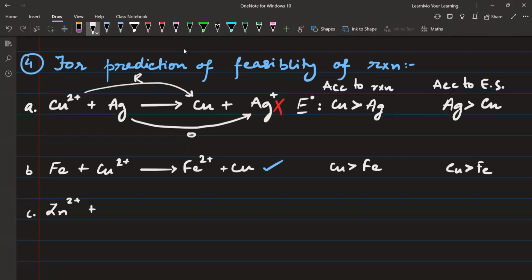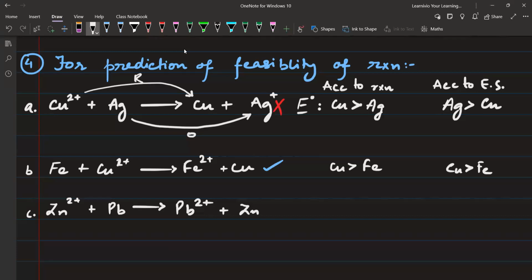Zn 2 positive plus lead gives you Pb 2 positive plus zinc. So the reaction can't occur.